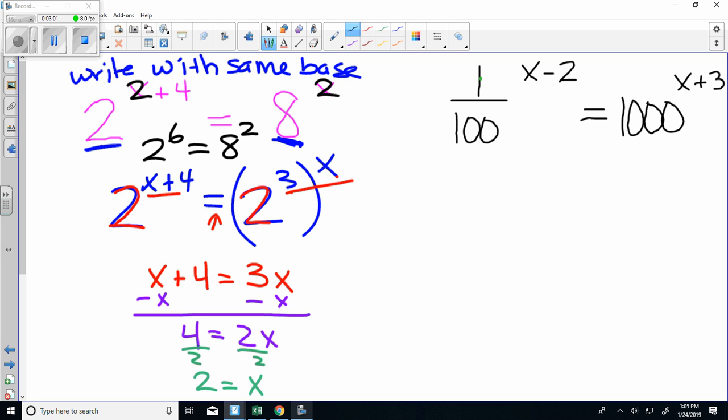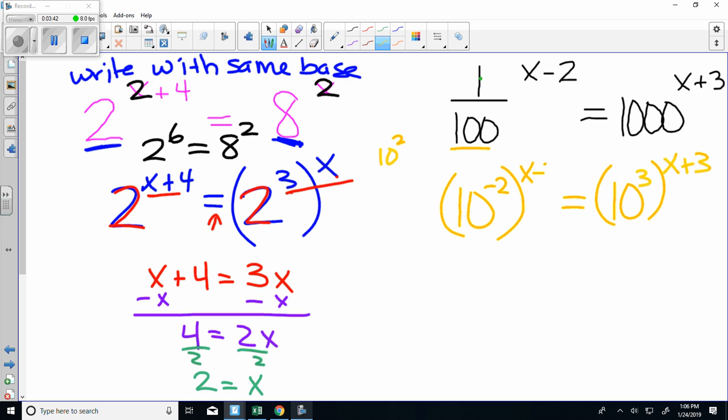Now in this one here, 1 over 100 to the x minus 2 equals 1,000 to the x plus 3. We can do the same thing. The difference being, in this first one, we only had to change the base of one of them. We took the 8 and made it 2 to the third. Well, here, you can't make the base 100 for both of them because 100 to some power to get to 1,000 isn't possible. But 1,000 can be written as 10 to the third power to the x plus 3. And 100 is the same as 10 to the second, but because this is 1 over 100, it would be 10 to the negative 2 power, and then x minus 2.